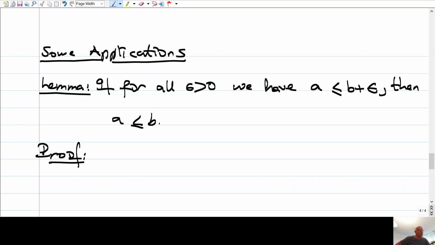So what does this tell us? If you add any positive number to B and you get something larger than A, then B was actually larger than A to start with. In other words, if B were not bigger than A, then we could find some positive epsilon so that B plus epsilon wouldn't be larger than A.